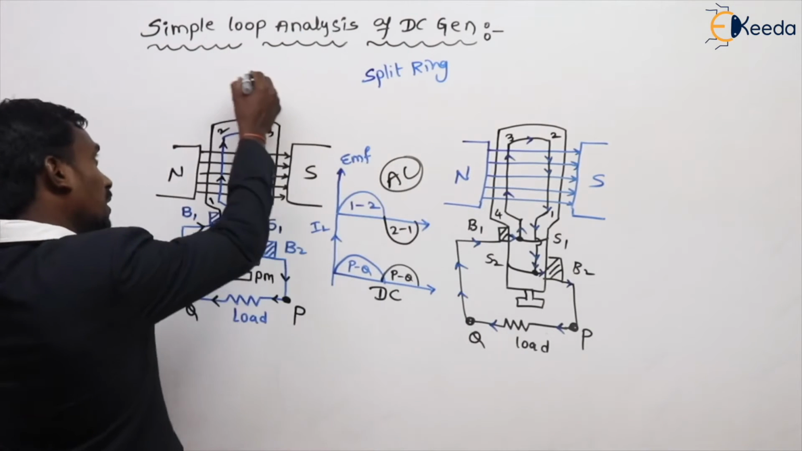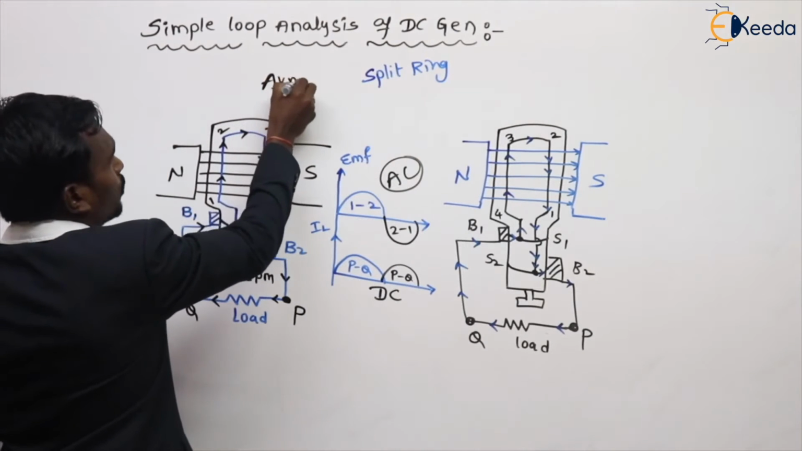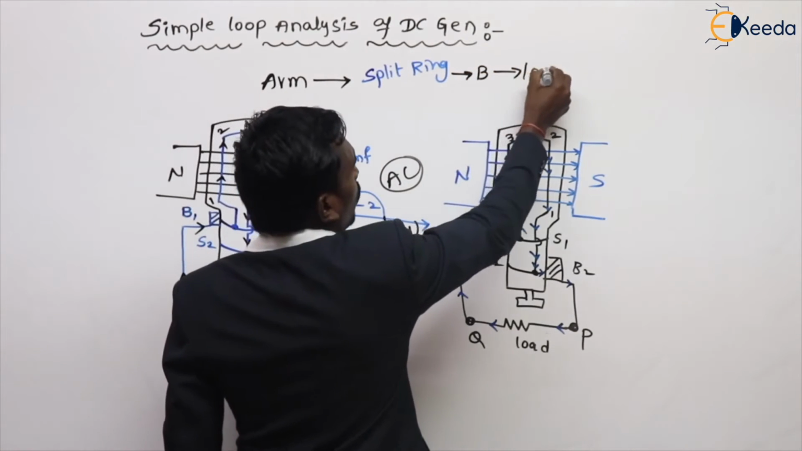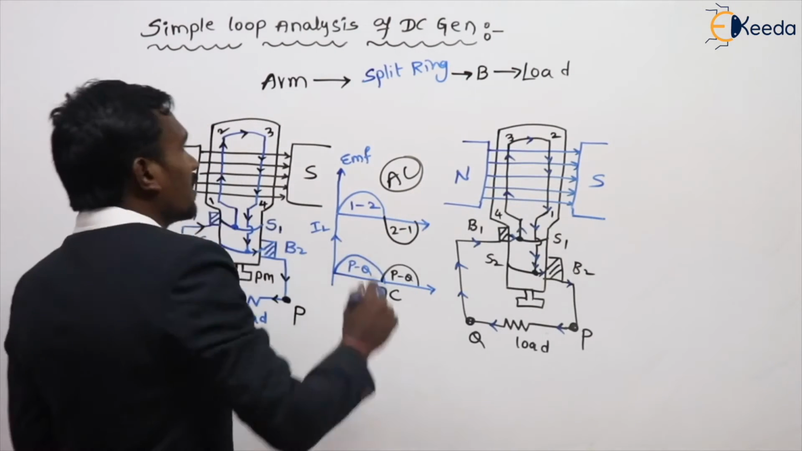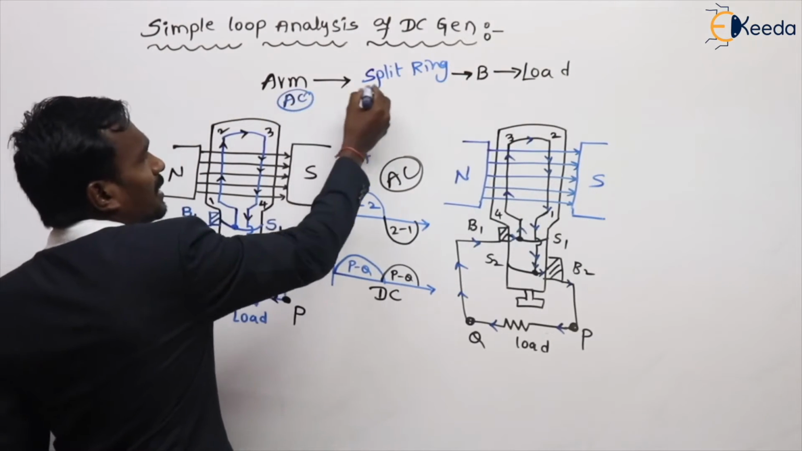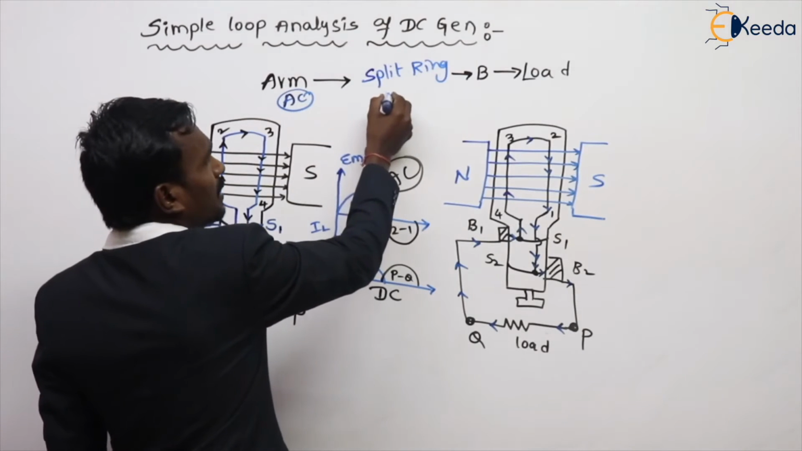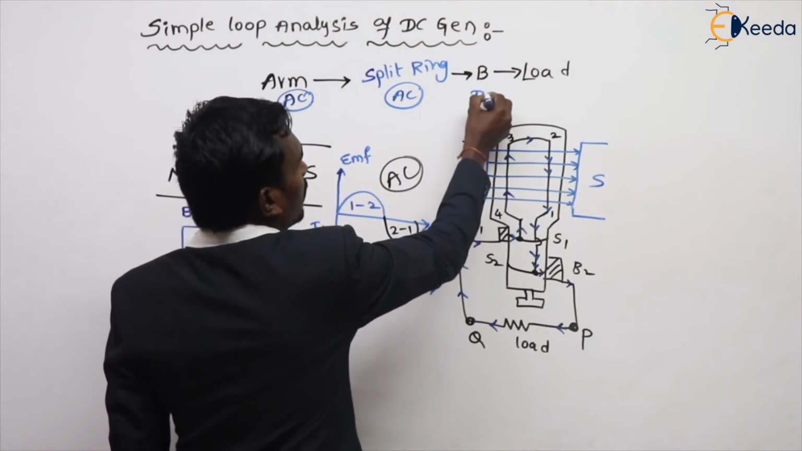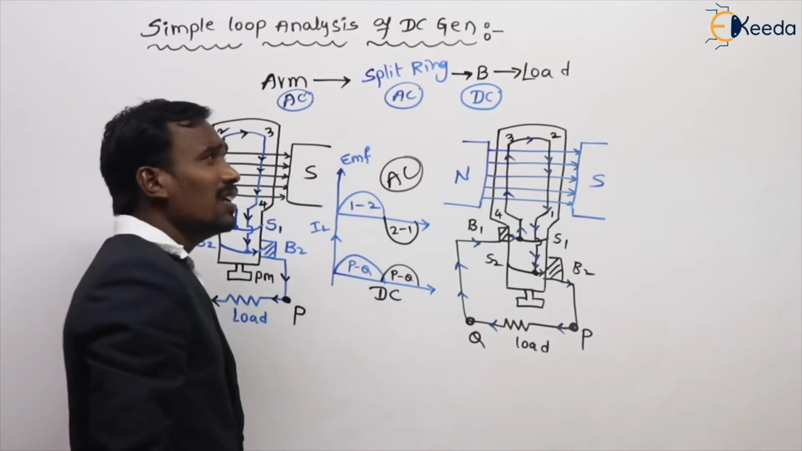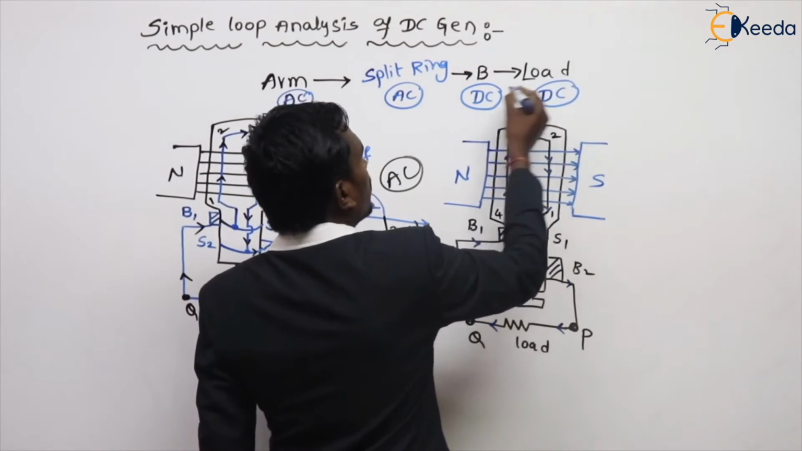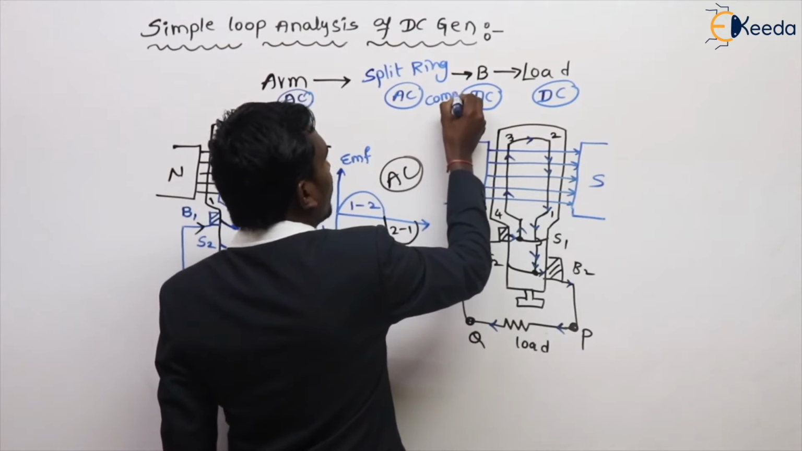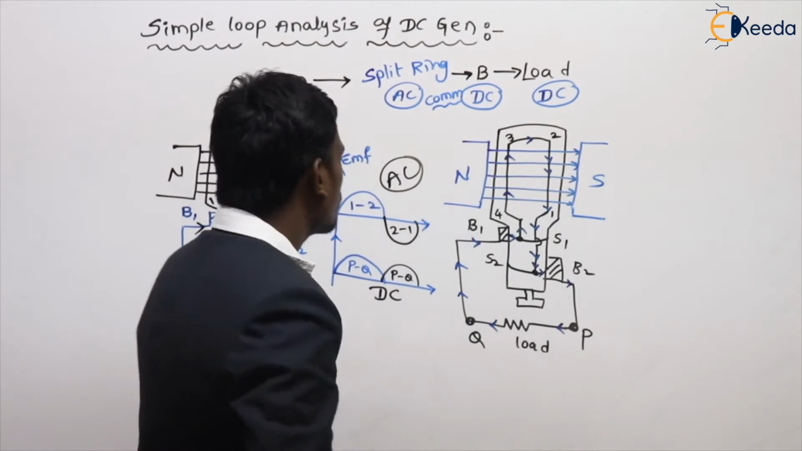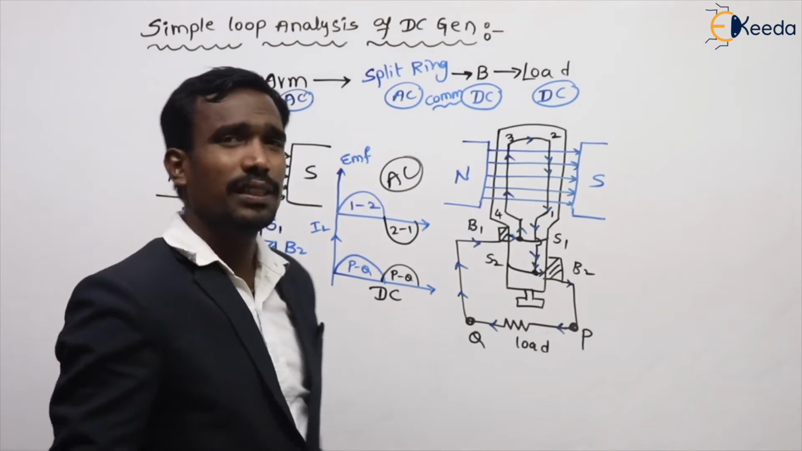Here the power flow is first armature. That armature is given to split ring, that is given to brushes, that is given to load. Here the EMF induced in the armature is AC, that is given to split ring. When this AC is given to split ring, it gives DC to the brushes. That DC is given to the load. Here the commutation process is going on. I told you this is the heart of the DC machine. So this is simply the simple loop analysis of our DC machine.